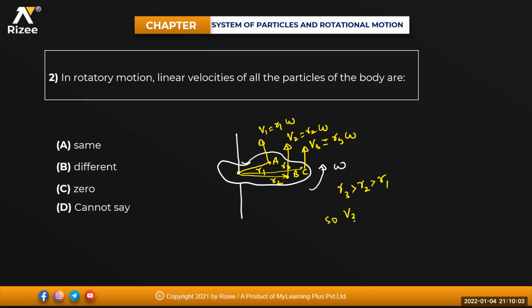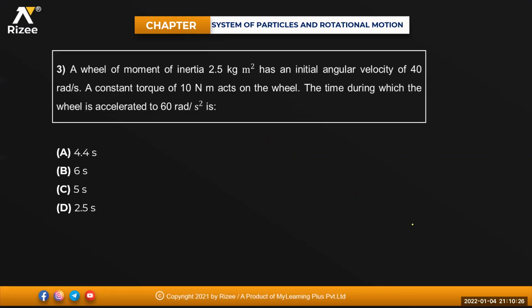So R3 is greater than R2, R2 is greater than R1. So I can say that V3 is greater than V2, V2 is greater than V1. So linear velocities are not the same, they will be different. Only angular velocity will be the same, beta, because it is rotating about one fixed axis. So angular velocity will be the same, but linear velocity will be different. Is it clear for everyone? Sure.